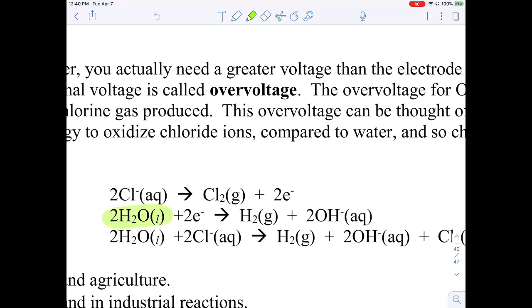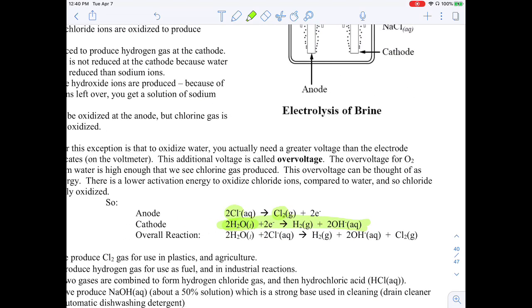So I'm still going to have water reacting as my strongest oxidizing agent. That's on the lower left-hand column of the redox table. But chlorides are going to become chlorine gas. And this is actually how we can collect chlorine gas on an industrial scale, and it's fairly cheap.